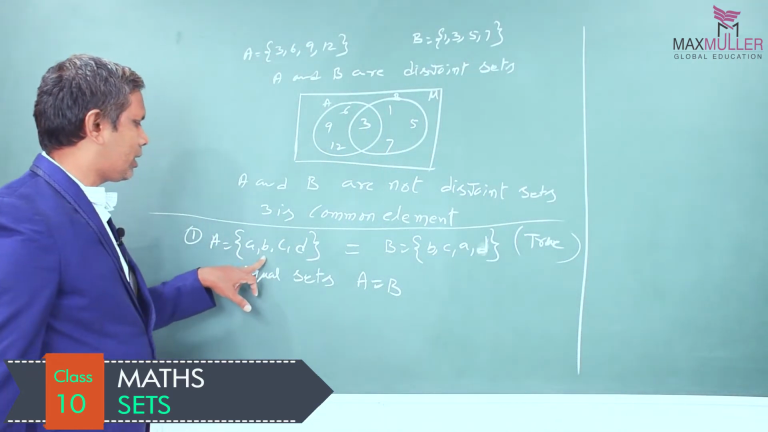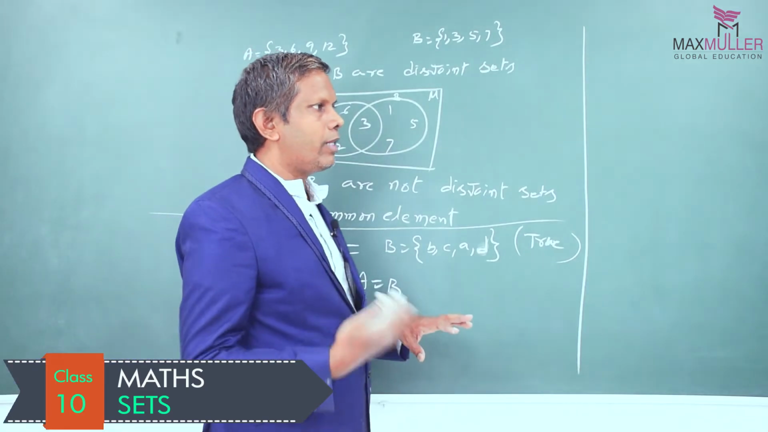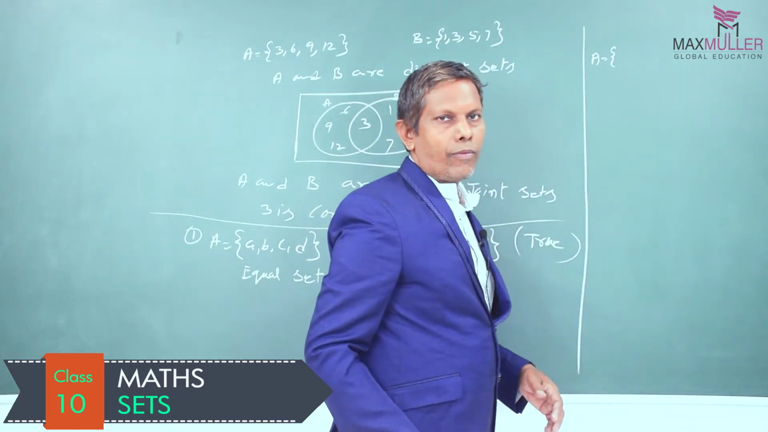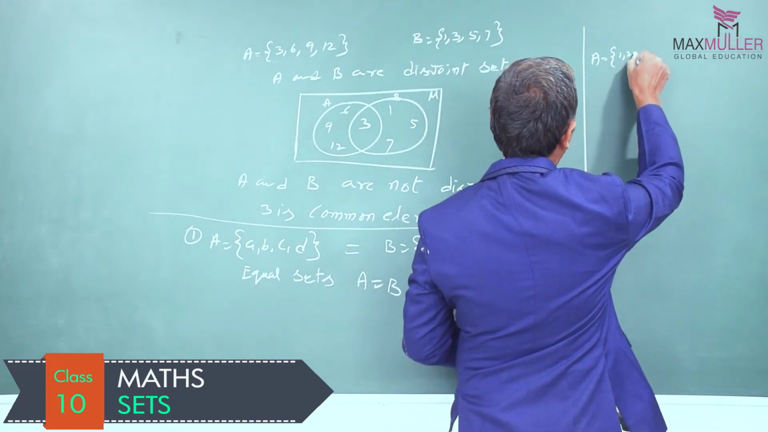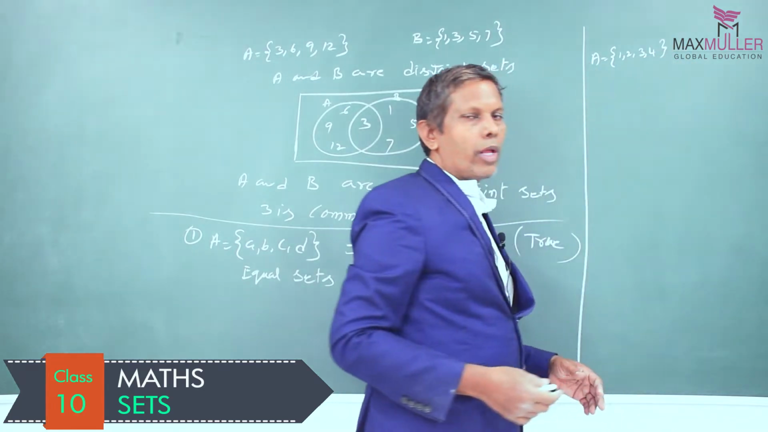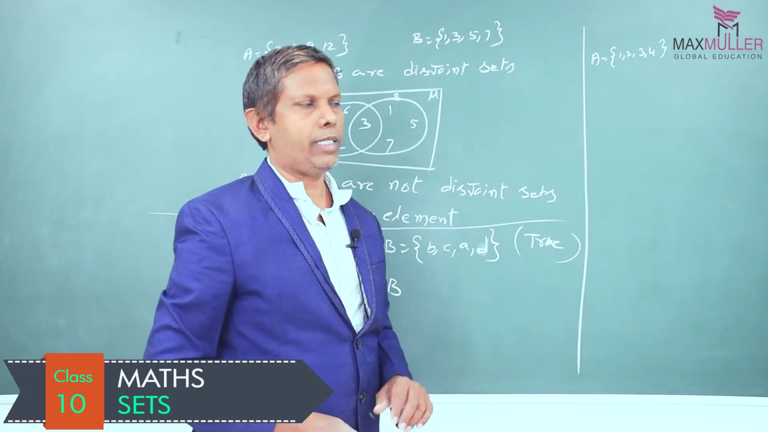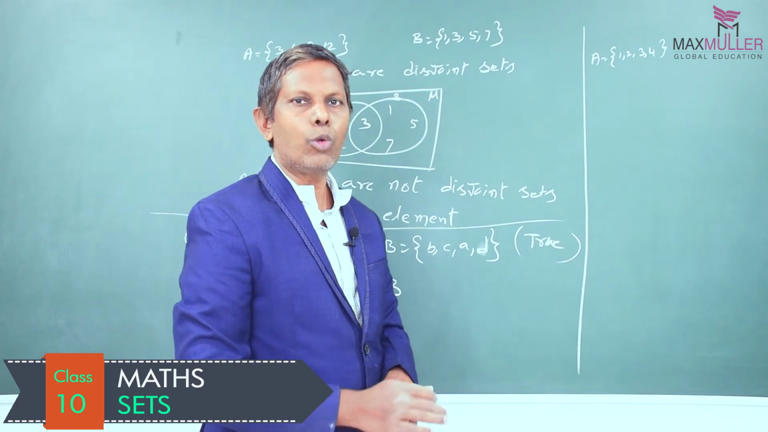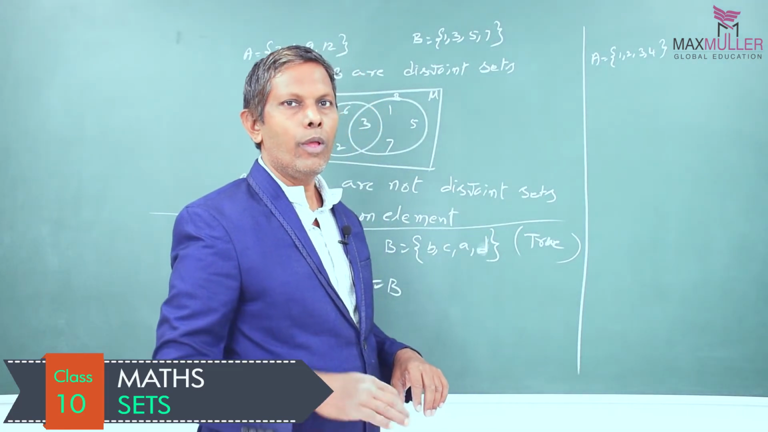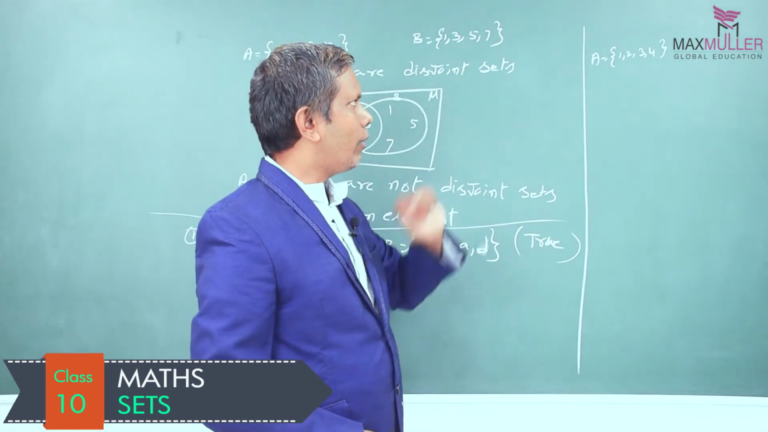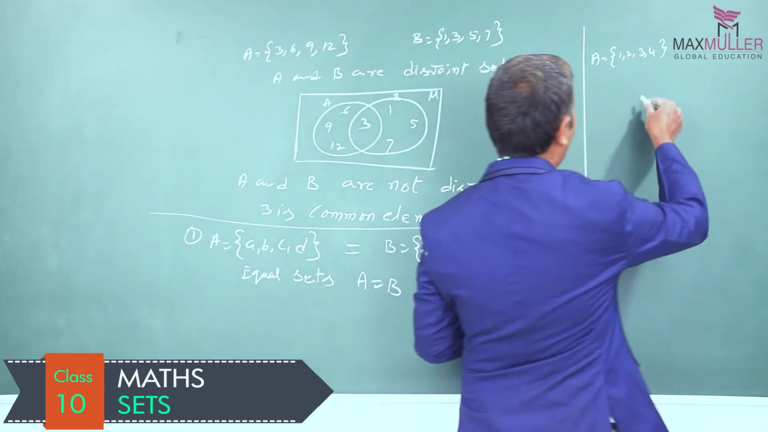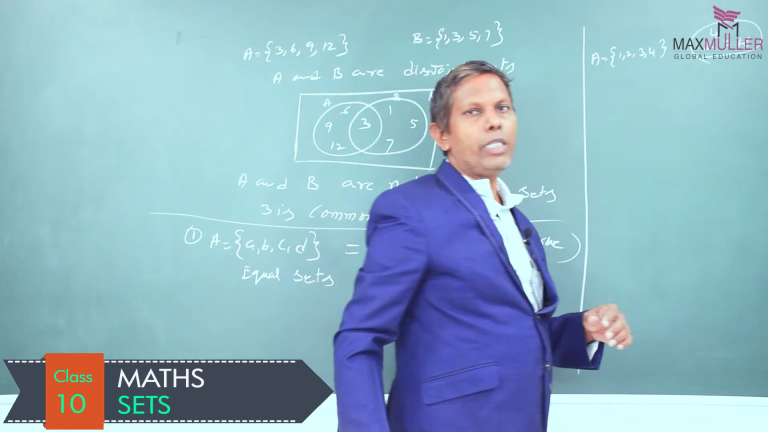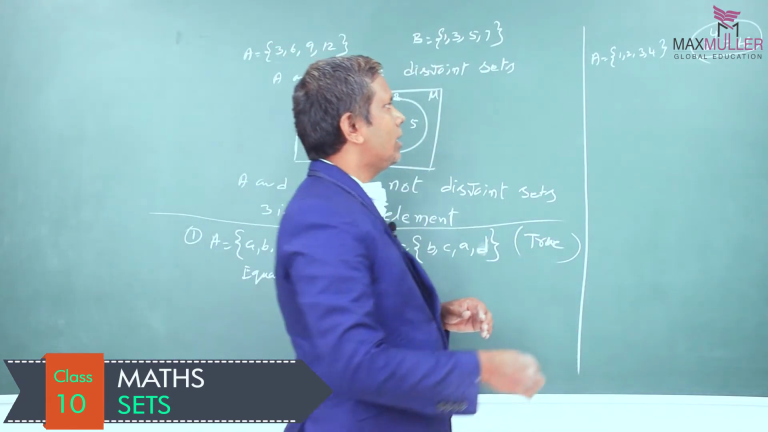Next one, for these 4 elements, if we write the possible subsets. Suppose A is equal to the set of, I am taking only 4 elements, 1, 2, 3, 4. Now you can write all possible subsets. Maybe they can ask this as a 2 marks question. Previously we discussed only 3 elements; here we have 4 elements. The number of subsets by the formula is 2 power 4, so you will get 16 subsets.